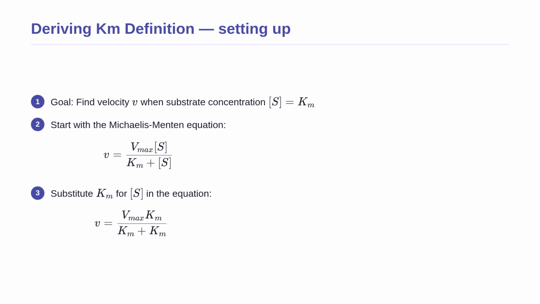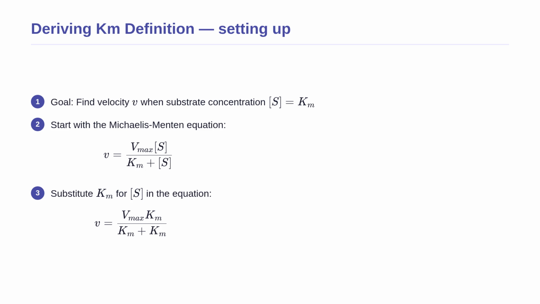The example we just solved perfectly matched our physical interpretation. But let us prove mathematically why this always happens. We're setting out to prove that when the substrate concentration equals Km, the velocity is always exactly half of Vmax. We start with the standard Michaelis-Menten equation.